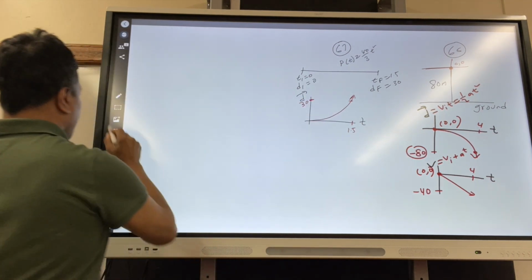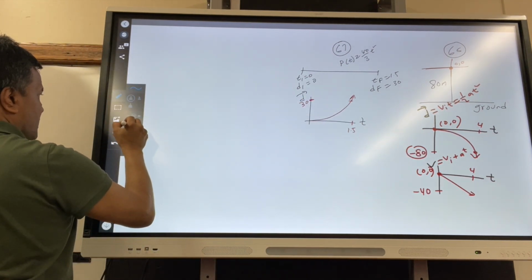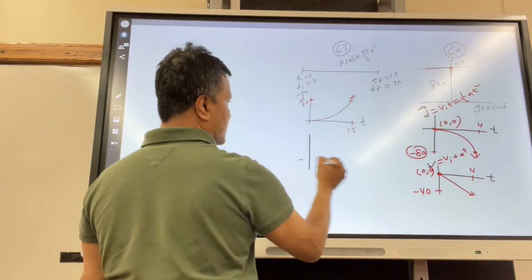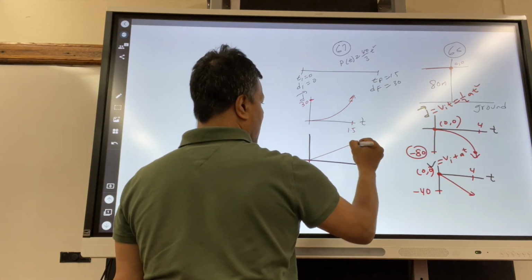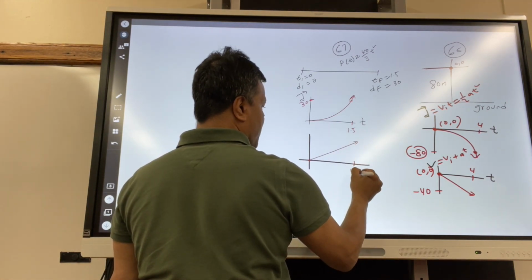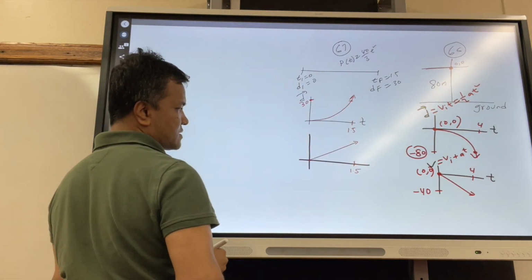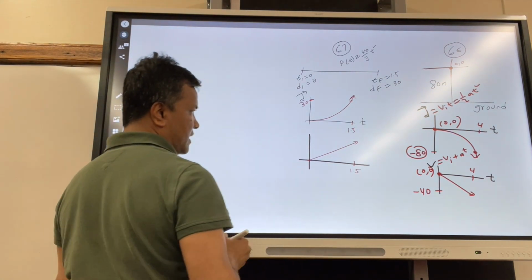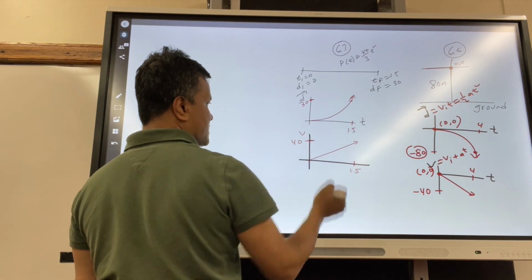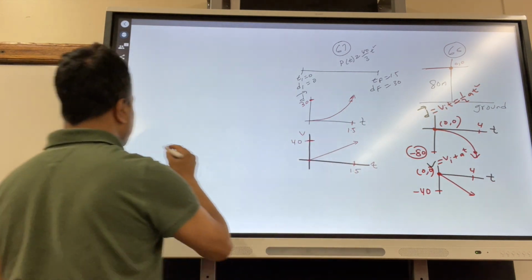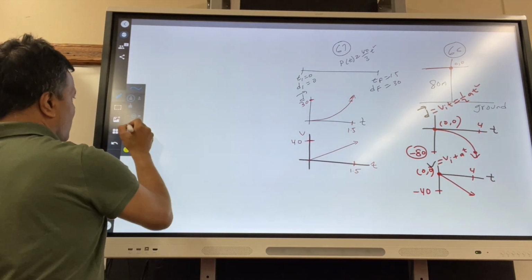All right, now we're going to find the velocity versus time graph. Velocity versus time graph would also be 2 points. This is 1.5 hour, and the final velocity would be 40. Why would the final velocity be 40? Let me show you quickly.